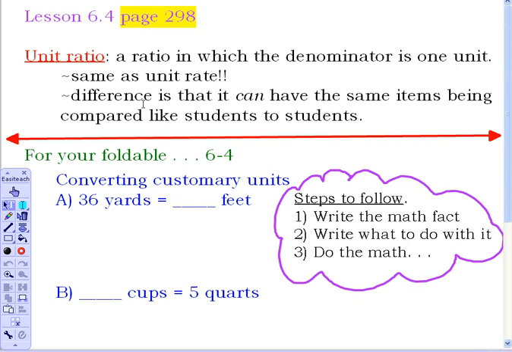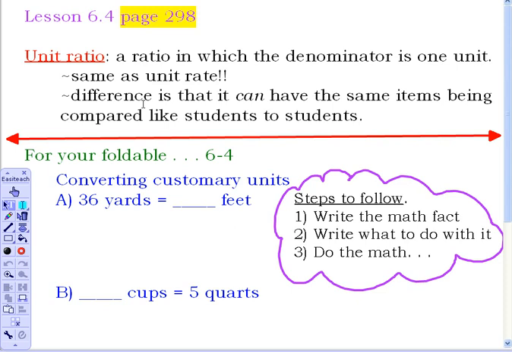Okay? In the foldable, we're looking again at 2 examples here, converting some measurements into the customary system. Our first example deals with length. So we're talking about yards and feet. 36 yards equals how many feet? Okay. And example B is dealing with our capacity. How many cups are in 5 quarts when we look at that big G?